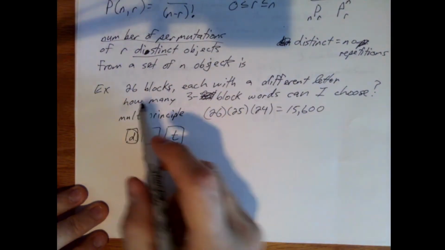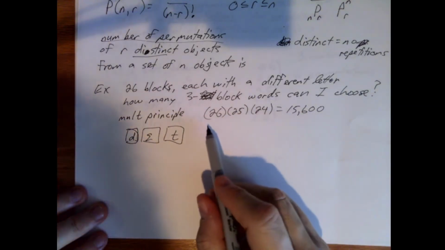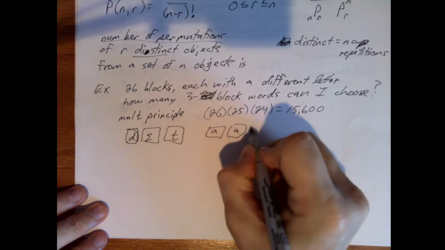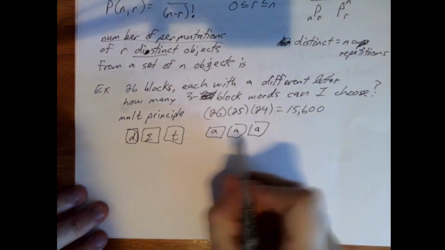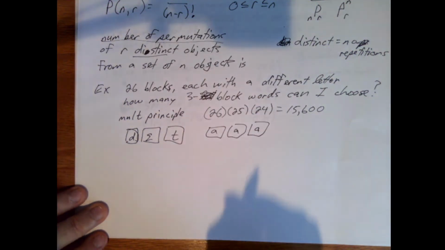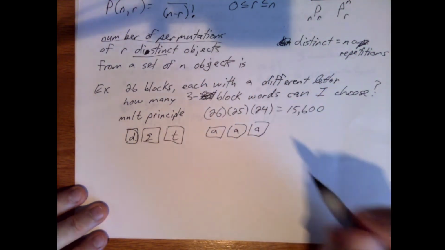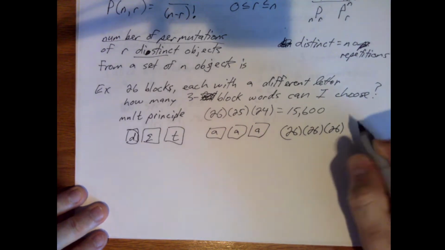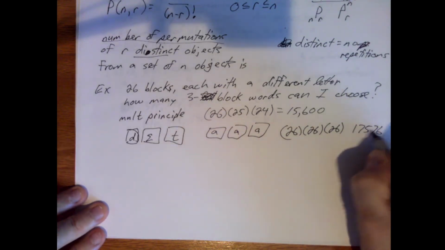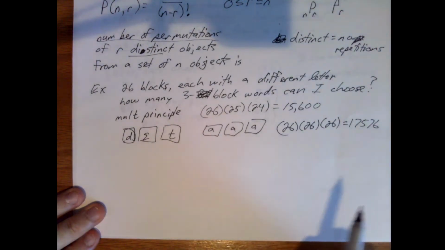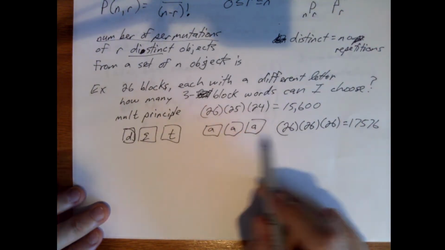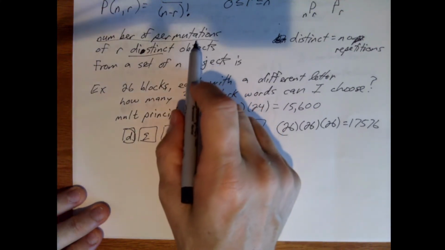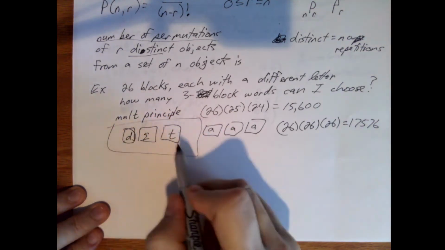Now, if we said that I'm going to pick a block and then put it back in the stack and pick another one, so things like A A A are possible, not physically because I still only have one A, but if I pick an A, put it back, pick another A, put it back, pick another A, well, now we just have 26 times 26 times 26 here, which happens to be 17,576. Okay? So if we were going to do this, then somebody would say permutations with repetitions.